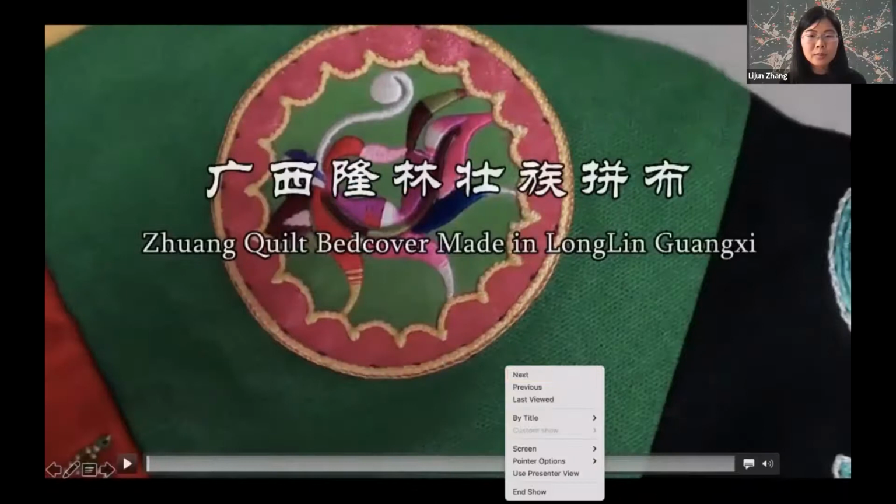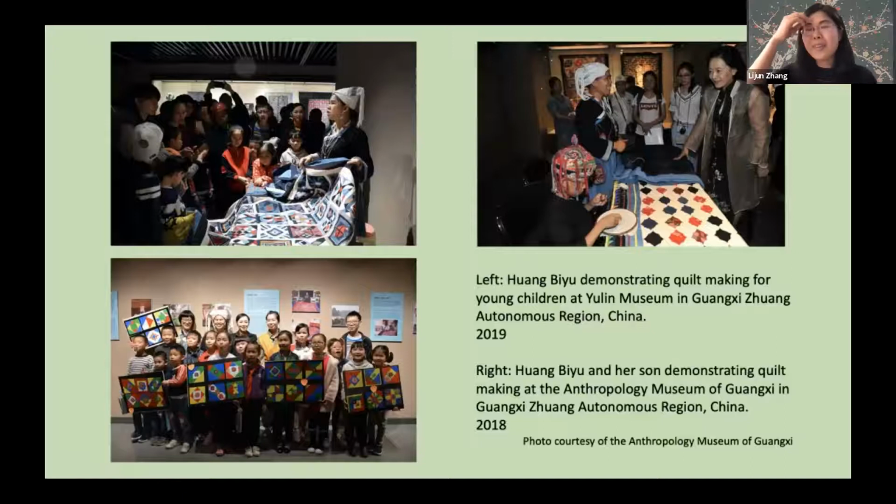So that video shows a little bit of the process of Huang Biyu making one of the quilts that was included in the Quilts of Southwest China exhibition. It was originally intended for her son when she was pregnant. So she continued to practice quilt making and bring her textile skills from the small Zhuang village in Longling in Western Guangxi to the big cities, and later on, through this exhibition, to the international stage.